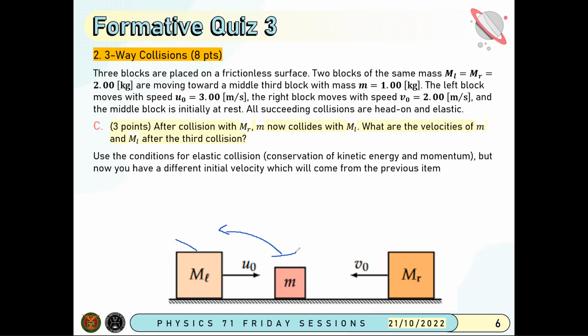So yung initial velocity ni M, nandun sa letter B, yung final nun. Okay, so yung final velocity ni M sa B, yun yung magiging initial velocity niya ngayon sa C. Tapos yung initial velocity ni ML is yung final velocity niya sa A. This is from A, this is from B. And then solve yung conservation theory.